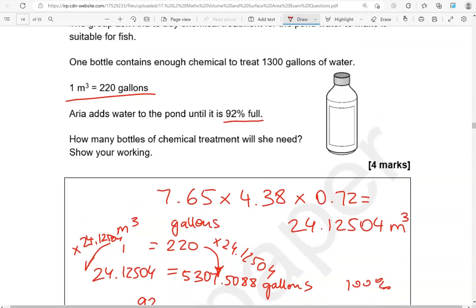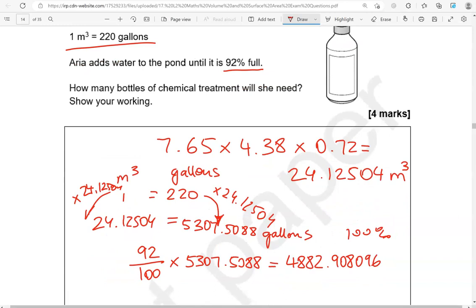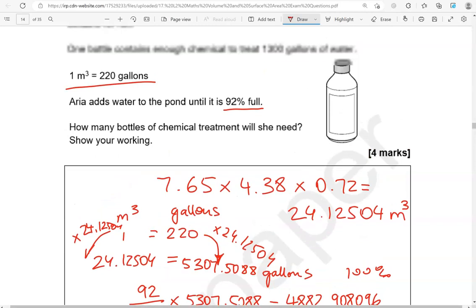One bottle of chemical treatment will treat 1,300 gallons of water. So how many of them do we need? So what we're going to do is 4,882.908096 divided by 1,300.